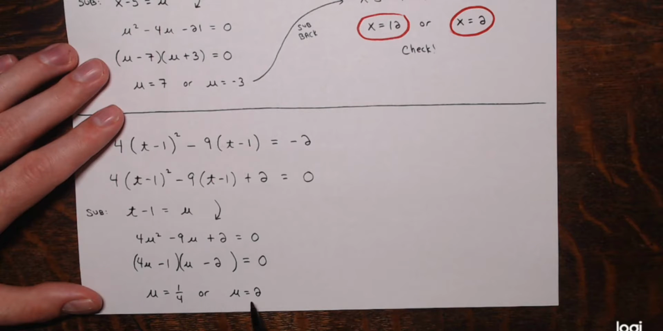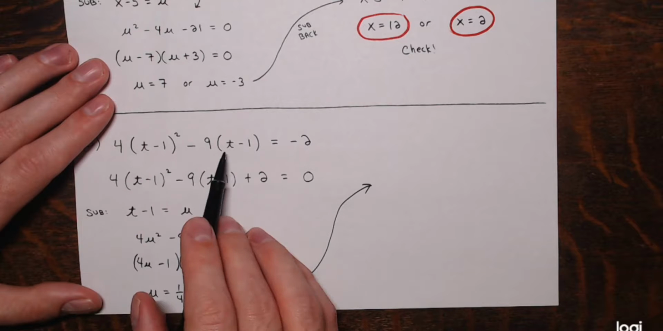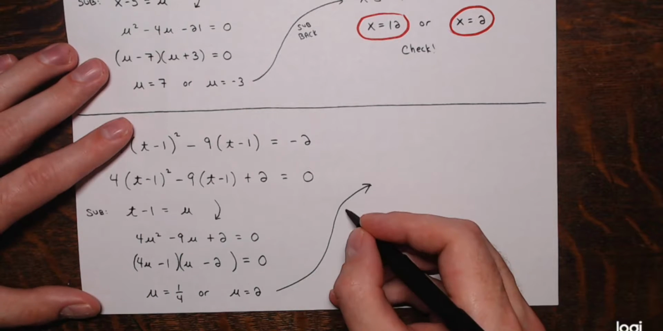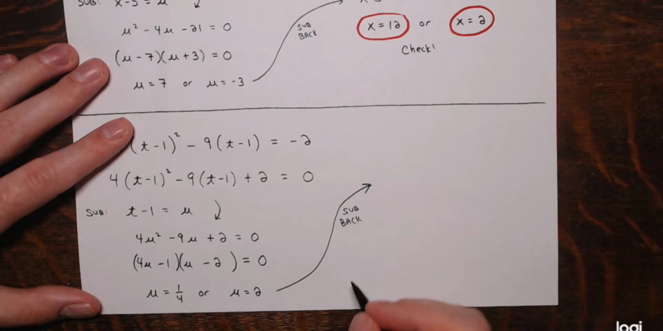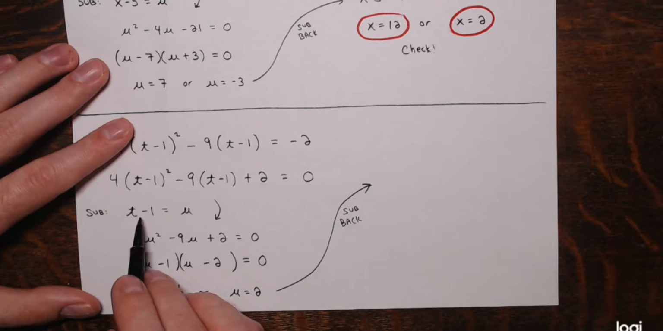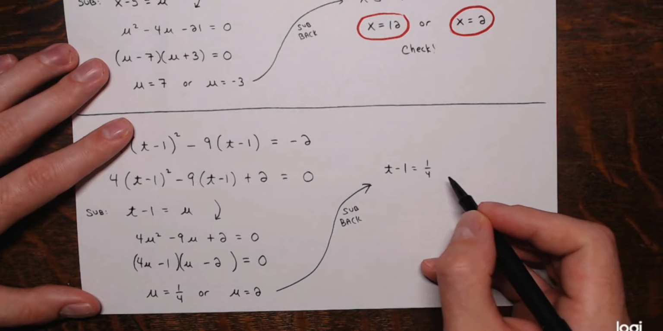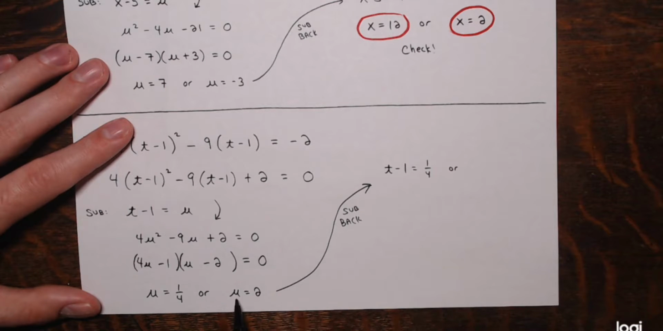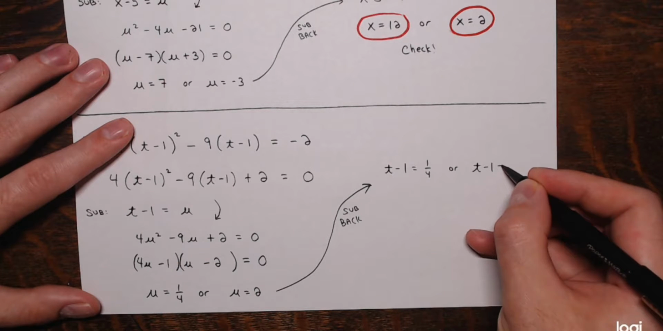But again, I don't want these solutions. These solve this equation with the u in it. I want to solve for t. The original equation had a variable t. So now that I've solved for u, I need to sub back. Instead of u equals 1/4, u was t minus 1. So t minus 1 equals 1/4. And the other equation, u equals 2, becomes t minus 1 equals 2.